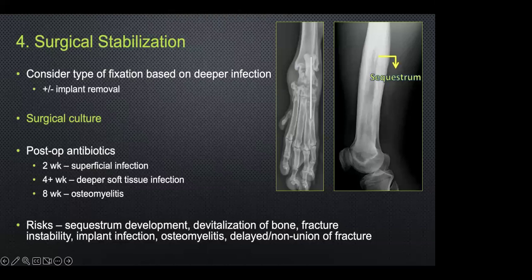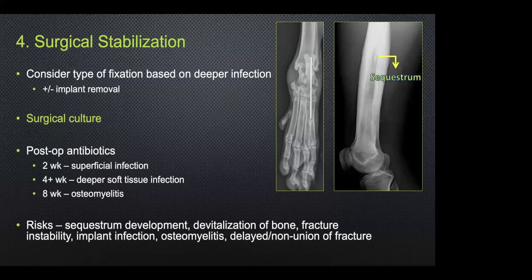Antibiotic therapy really depends on how long you're going to use antibiotics postoperatively for these fractures, and on how deep that infection is. Typically, when I have an open fracture, I like to err on the side of caution and use antibiotics for 6 to 8 weeks to minimize my implant-associated infection. With deep bone infection like osteomyelitis, you do want to have the dog on antibiotics for at least 2 months.